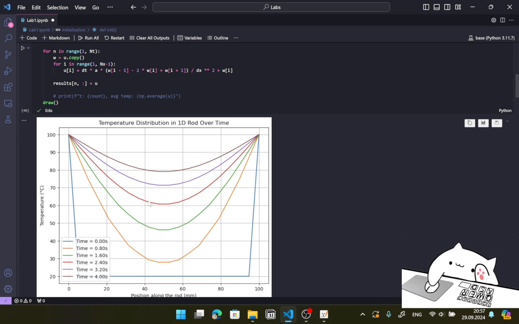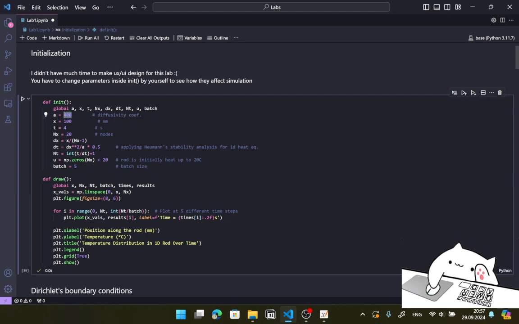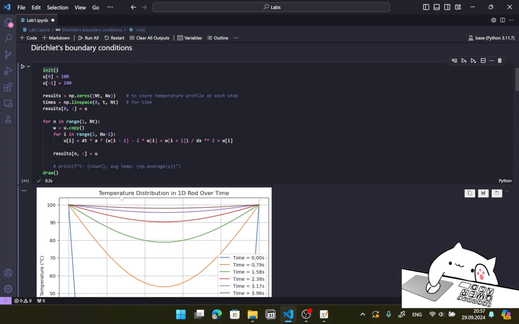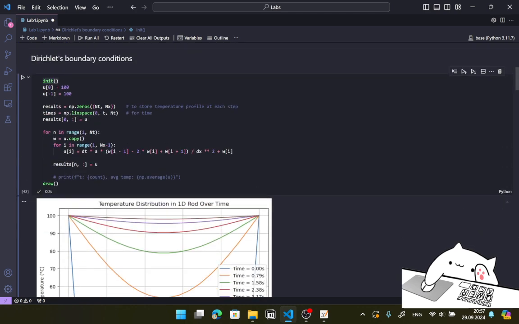It's symmetric. Like here, you see, it distributes uniformly. As time passes, it will distribute step by step, slowly. And if we increase the diffusivity coefficient, for example, to 1000, you'll see that it will heat up so fast, and so uniformly, that our whole rod will have a constant temperature of 100, which is cool.